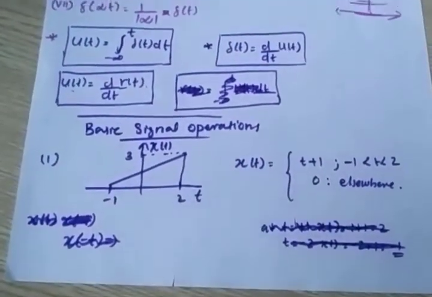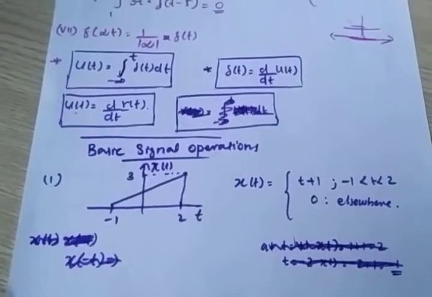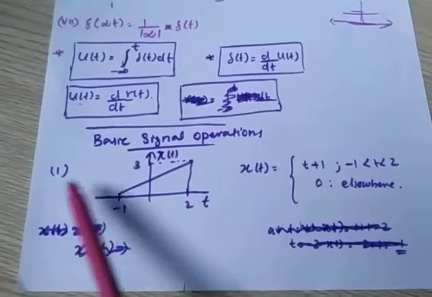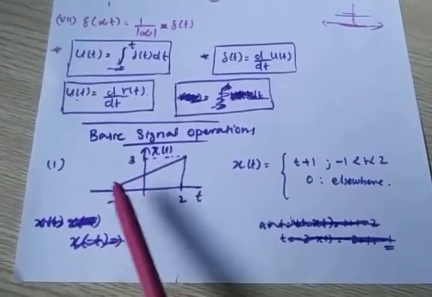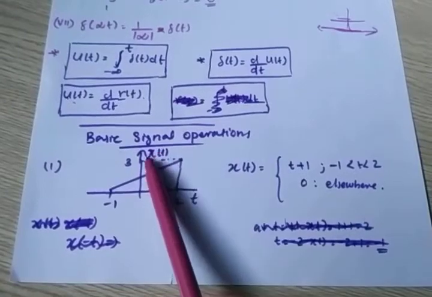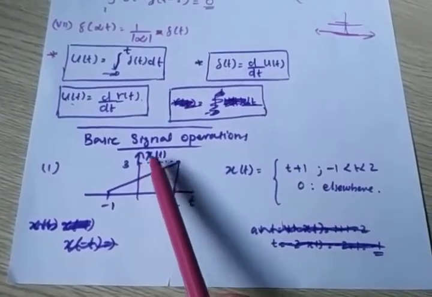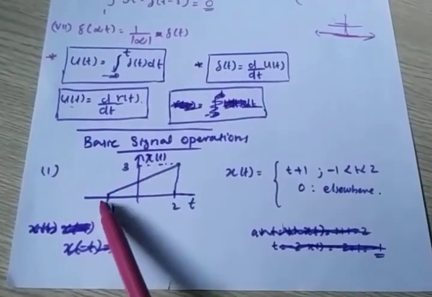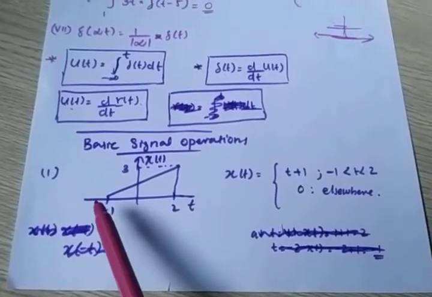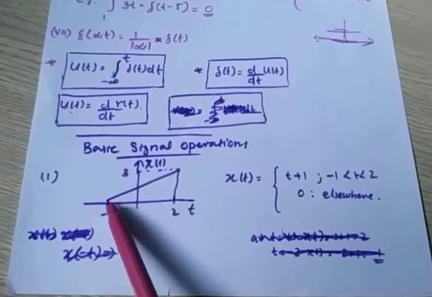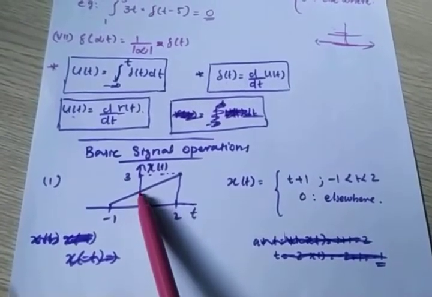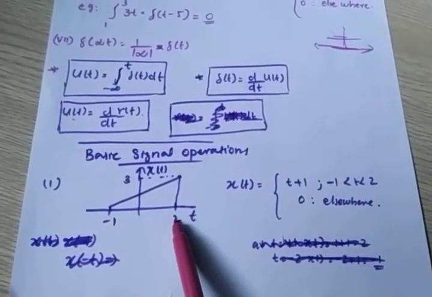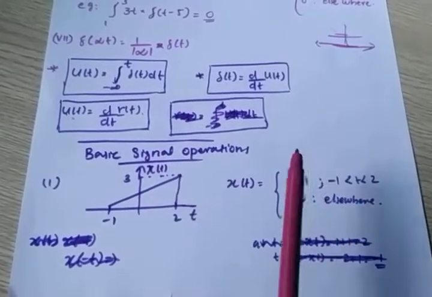Next is basic signal operations. What are the basic signal operations? First one, take this signal. This is my signal, and it is represented by x of t. It is varying from -1 to 2. At -1 its amplitude is 0. At 0 its amplitude is 1. At t equal to 2, amplitude is 3.